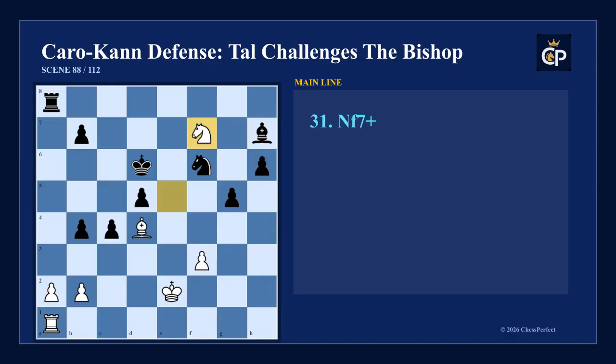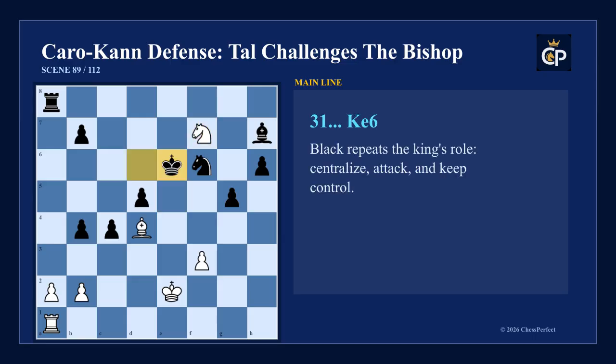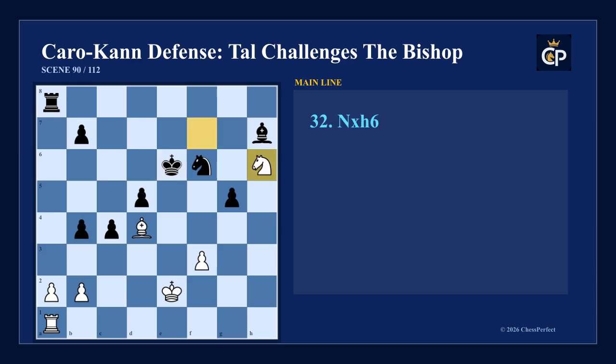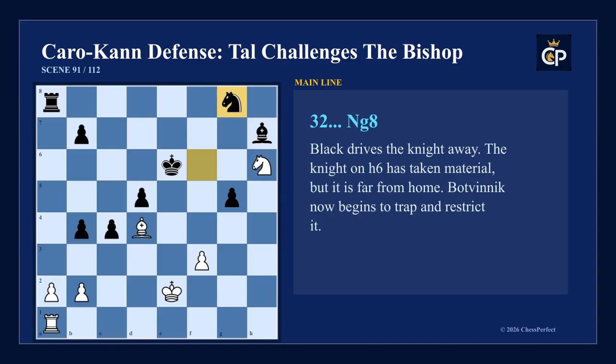Knight f7, check. King e6. Black repeats the king's role: centralize, attack, and keep control. Knight takes h6. Knight g8. Black drives the knight away. The knight on h6 has taken material, but it is far from home. Botvinnik now begins to trap and restrict it.